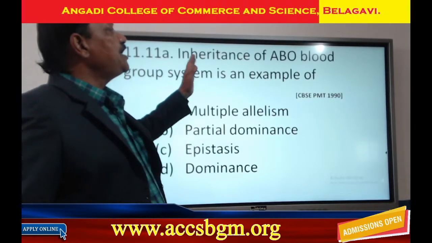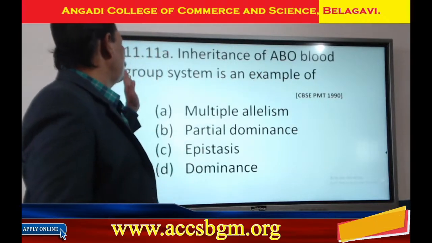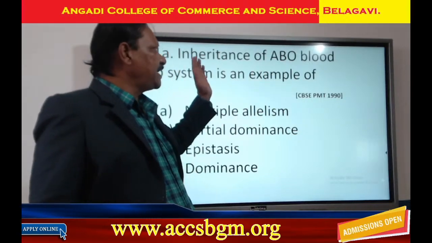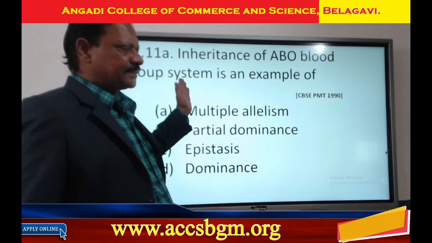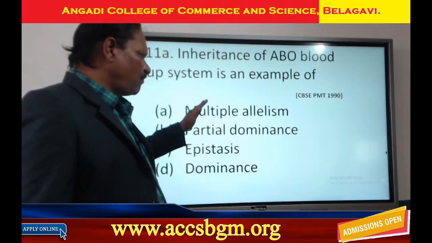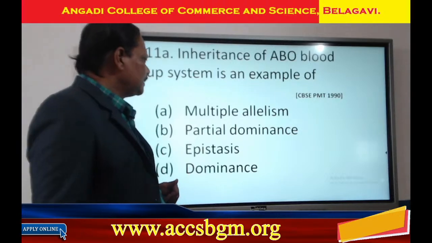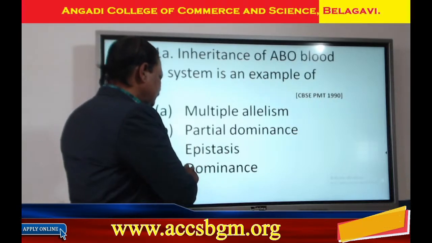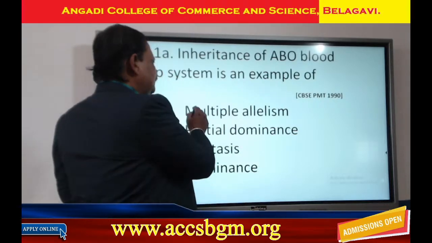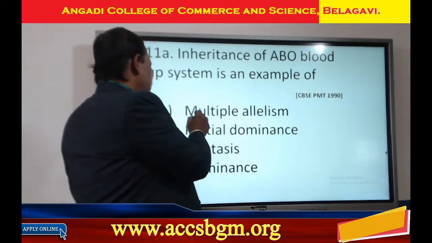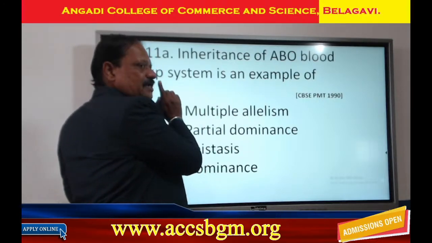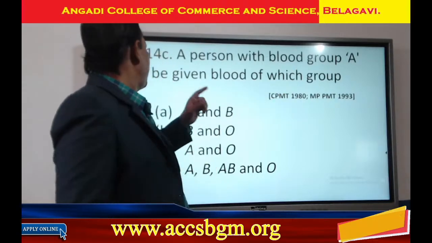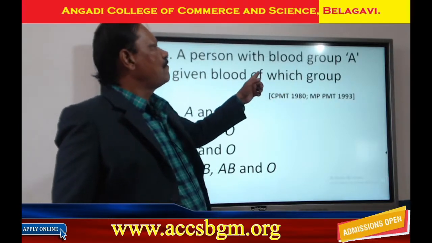Here, inheritance of the ABO blood group system is an example of what? The four different options are here. Just see: multiple allelism, partial dominance, epistasis, dominance. Here the right answer is multiple allelism. Already I explained that. Option A. Next.